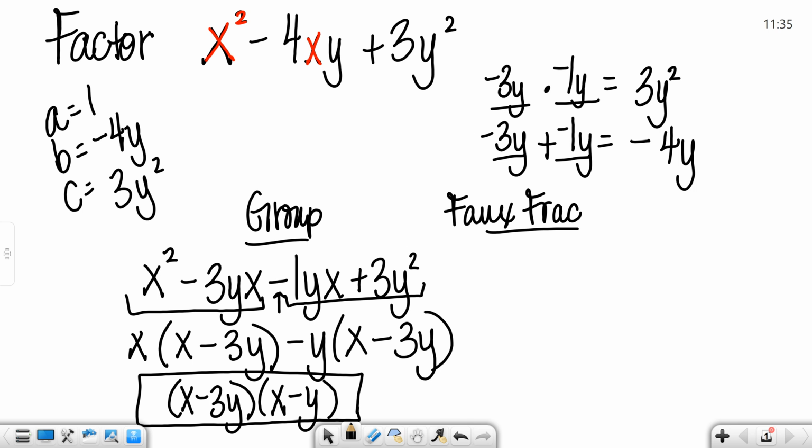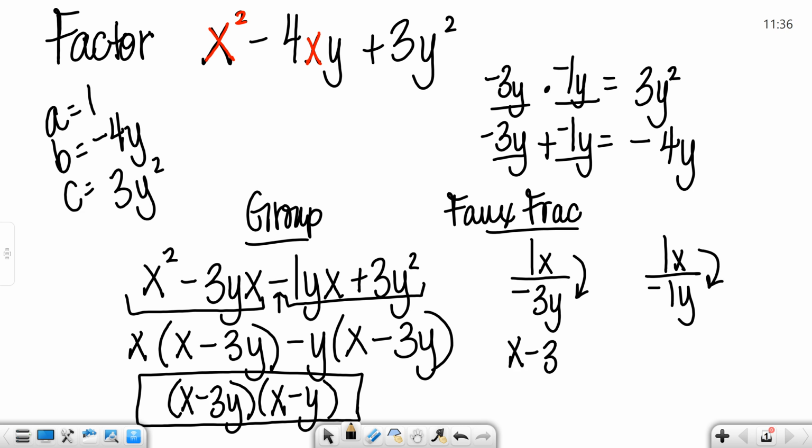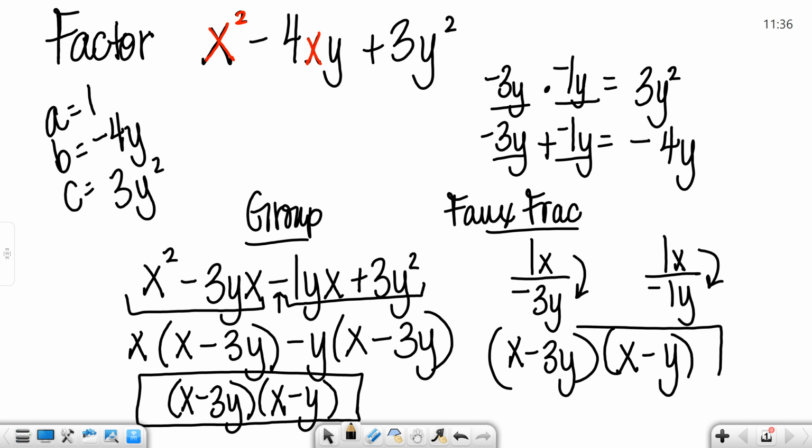If I do my faux fractions, my a value is 1. It gets an x. It goes over one of the numbers I found. A value is 1. Goes over the other number I found. And then I read it. So x minus 3y times x minus y. Either way, we got the same answer. All right, so that is all for factoring a trinomial with a equal to 1.